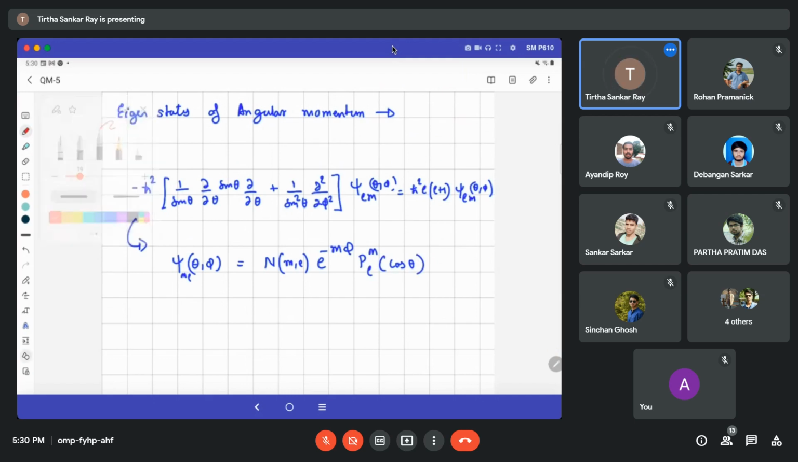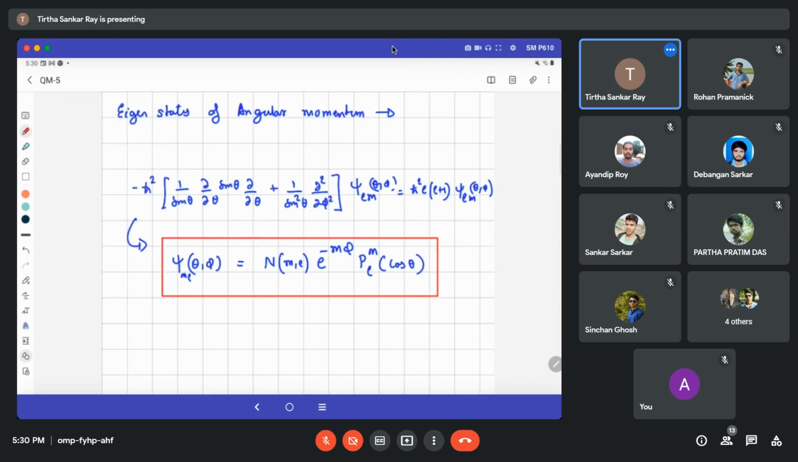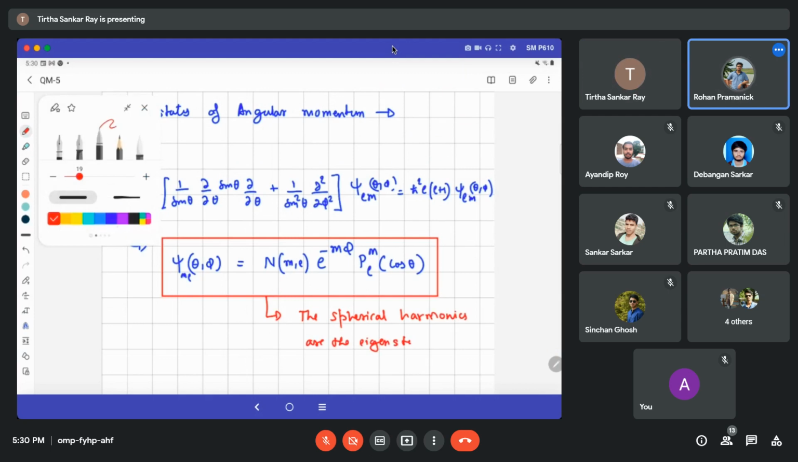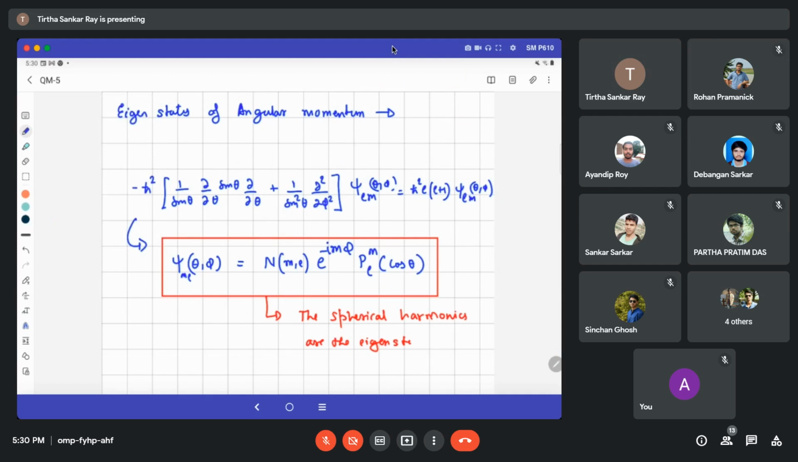So you see, the spherical harmonics, or sorry, there will be an i in the exponential, e to the power of plus or minus i m phi. Sorry. Yeah, of course. Thank you, Rohan.